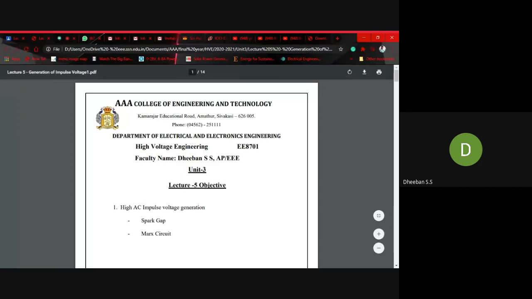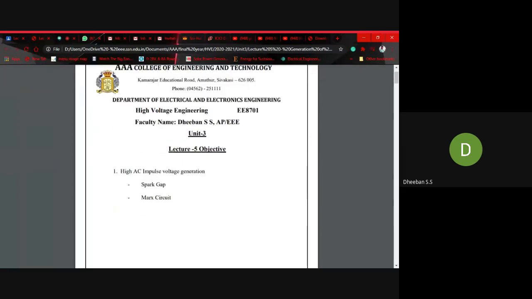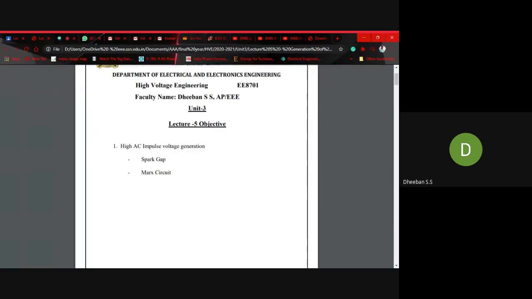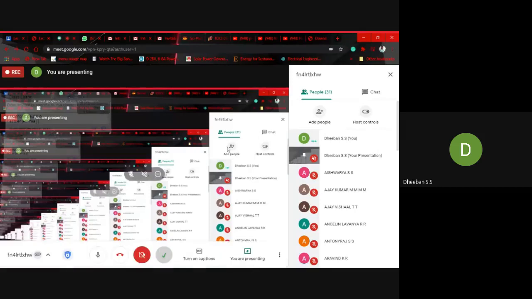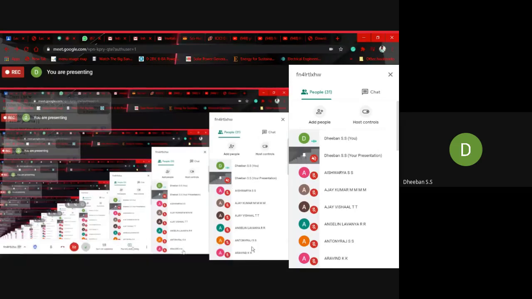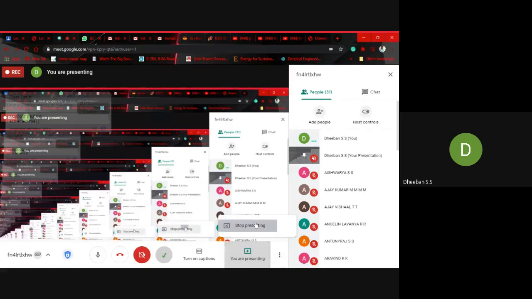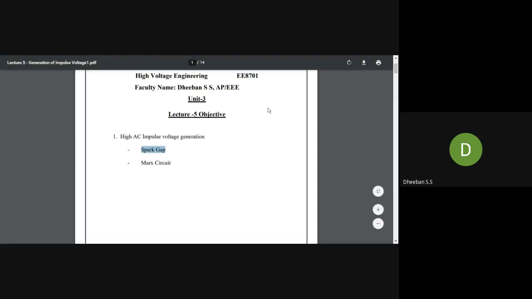So here it is. This is what we'll be covering today. We'll be covering the high impulse voltage, for which we'll be seeing your spark gap followed by your Marx circuit. So this is what we'll be seeing today.